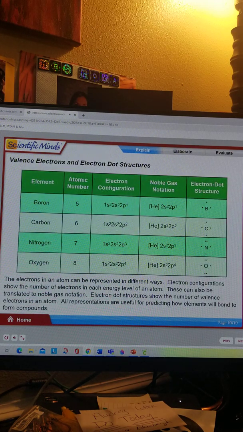The electrons in an atom can be represented in different ways. Electron configurations show the number of electrons in each energy level of an atom. These can also be translated to noble gas notation. Electron dot structures show the number of valence electrons in an atom. All representations are useful for predicting how elements will bond to form compounds.